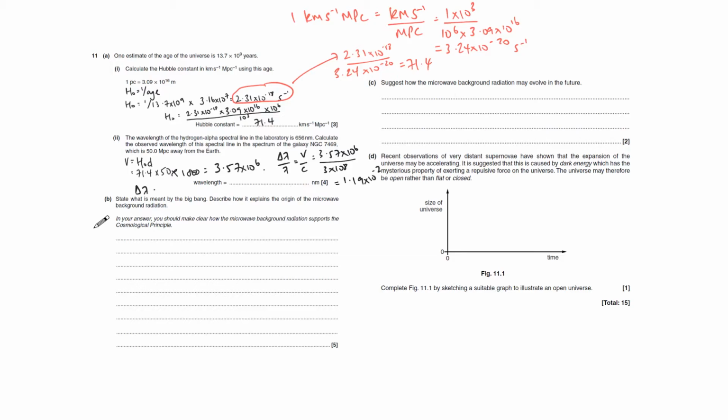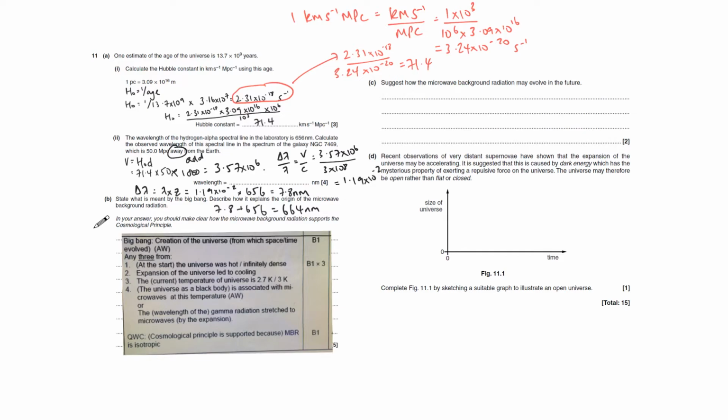So if we rearrange the equation, delta lambda equals lambda multiplied by Z, or V over C, that then equals our 1.19 times 10 to the minus 2 multiplied by our laboratory value of 656, and that then equals 7.8 nanometers. Now because in the question it says that it's away from the Earth, we have to add, the wavelengths are getting longer, it's red shifting, so 7.8 plus the 656 gives us an answer of 664 nanometers.